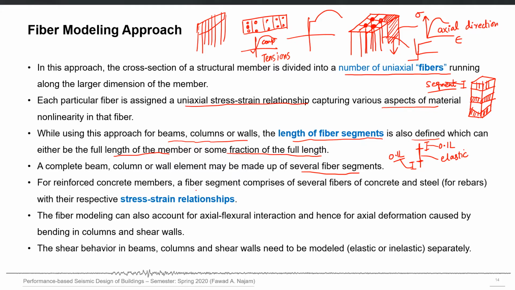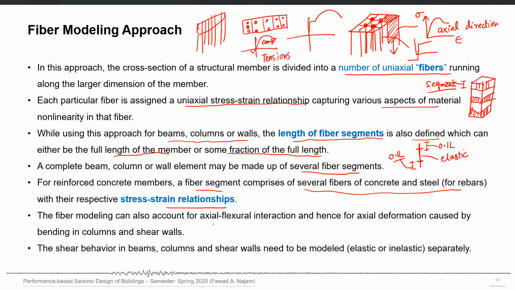For RC members, a fiber segment comprises several fibers of concrete and steel with their respective stress strain relationships. As I've said, you divide your cross section into concrete and steel fibers and assign each fiber a stress strain relationship. That will be a nonlinear stress strain relationship, accounting for various aspects of material nonlinearity.